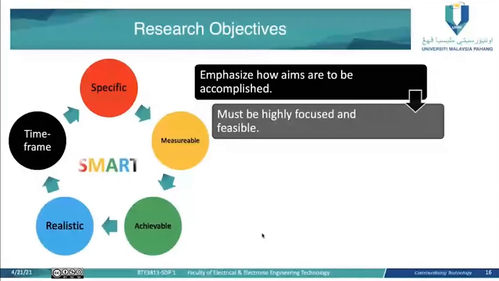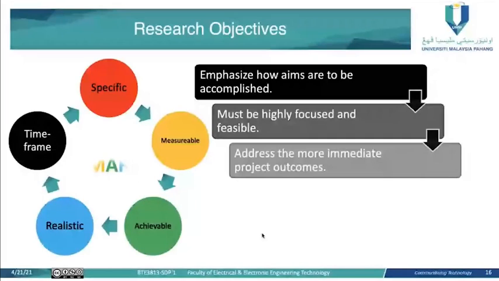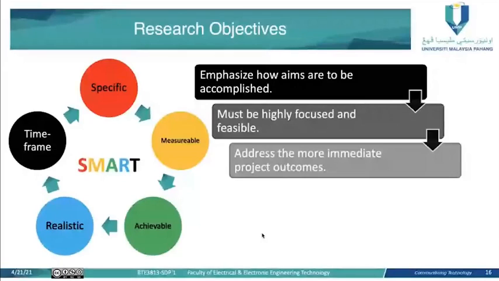Address the more immediate project outcomes. The outcome of each objective represents one of the milestones of your research later on. So at the end of each phase of your research methodology, for example, you are going to come out with some result. This result represents the output or outcome of your objective.